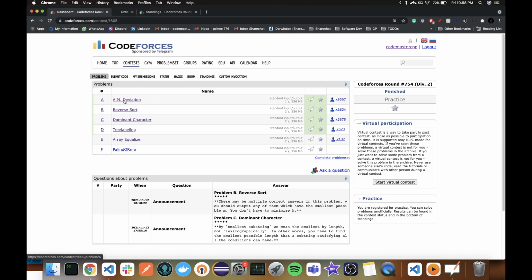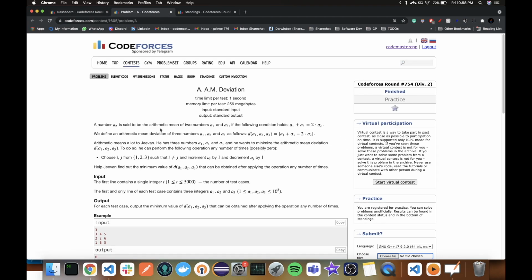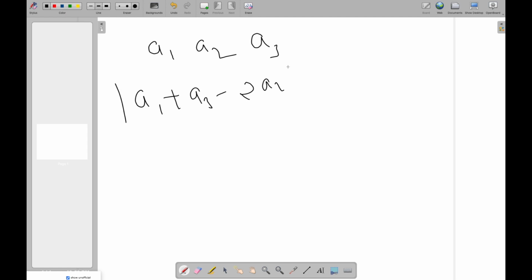So problem A. What problem A said was we have three numbers A1, A2, A3 and we want to minimize A1 plus A3 minus 2A2.